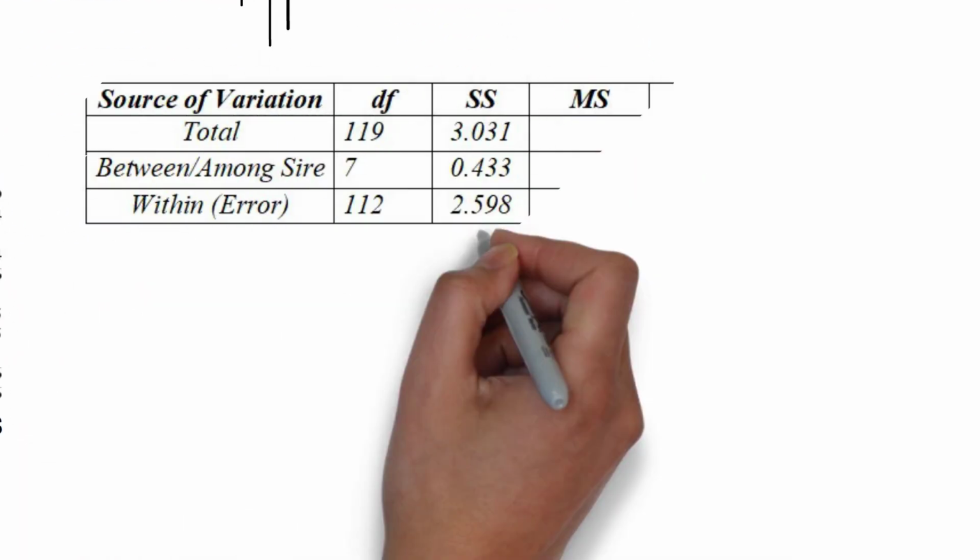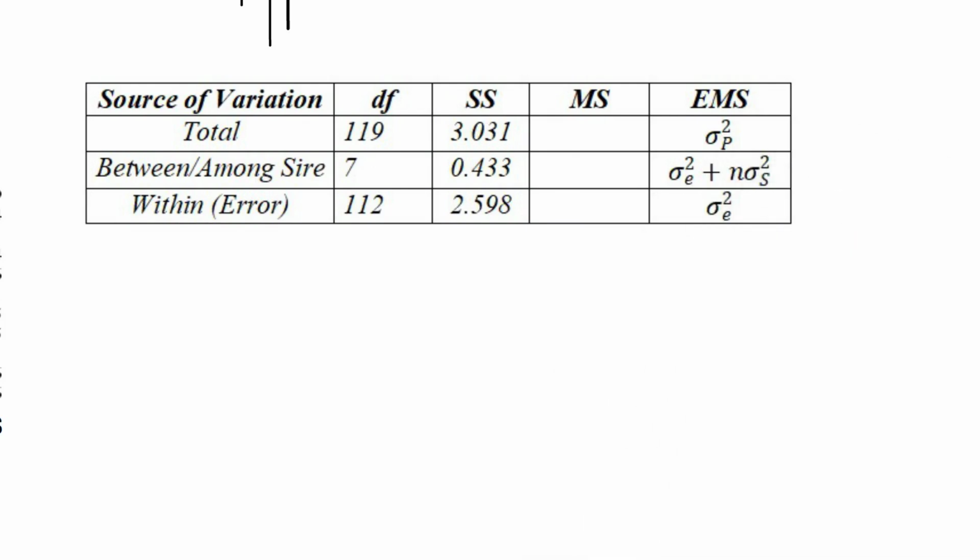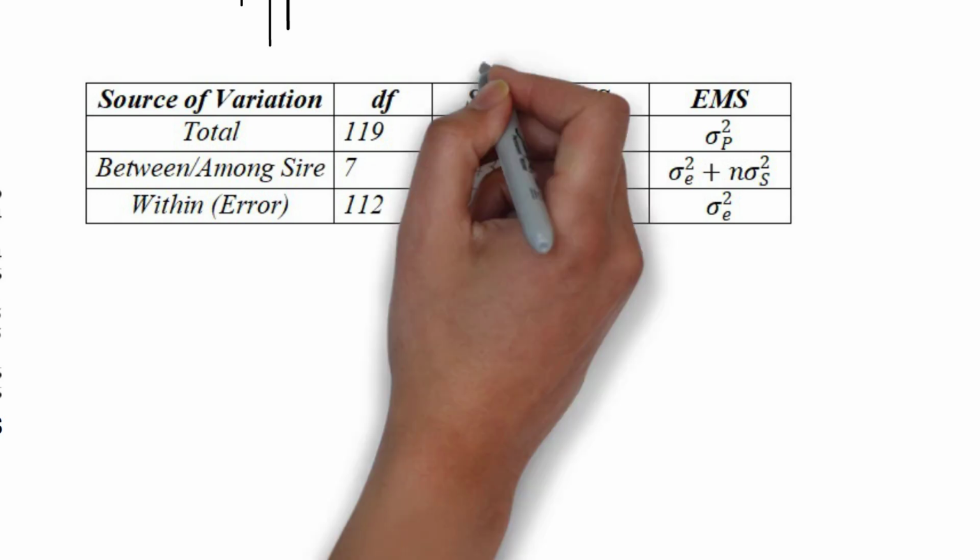For example, a table consisting of some source of variation, sum of square, degrees of freedom, mean square, and expected mean square values. It also has the components between or among sires, within, error, and total. Between sire sum of square is 0.433, within sire sum of square is 2.598, and the total is 3.031. Degrees of freedom between or among sire is 7, for within sire is 112, for total is 119.